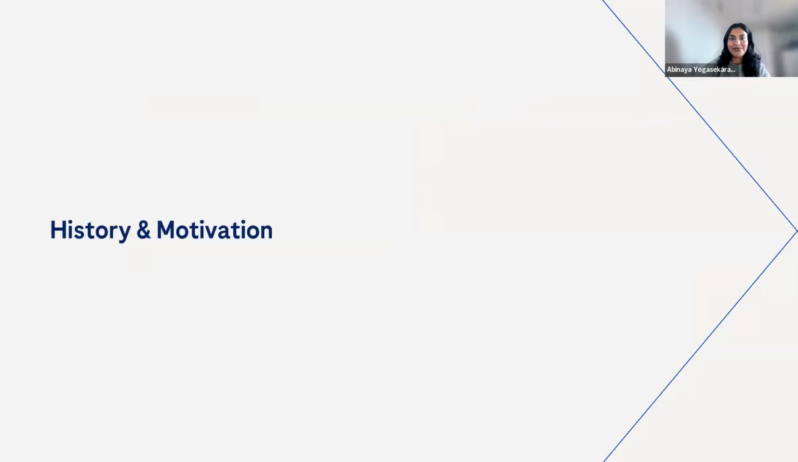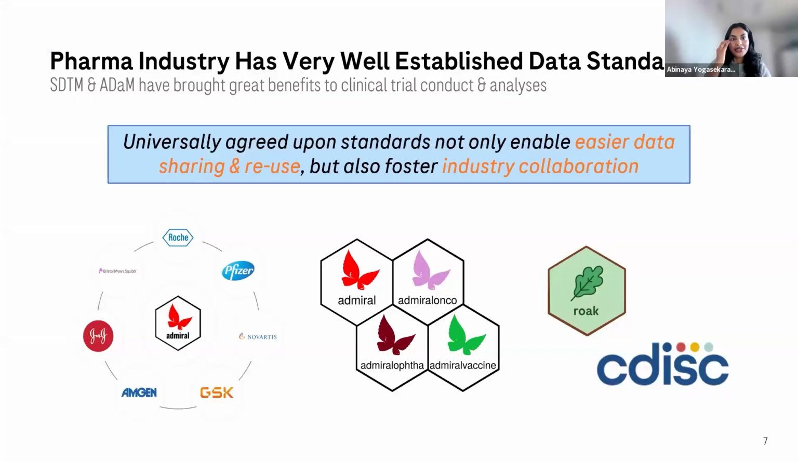All right, our history and motivation. So, as you know, the pharma industry has very well established standards. We have CDISC standards, SDTM, ADaM data sets, the data types, variable names. There's a lot of standards that have been introduced, not only to make it easier to share data and to reuse the data, but we also want to make sure it fosters industry collaboration.